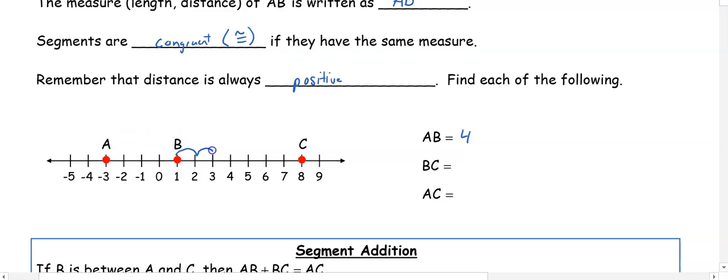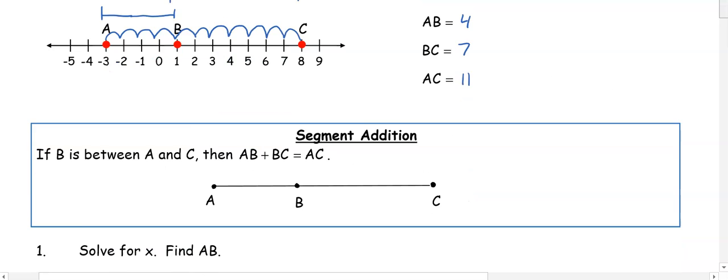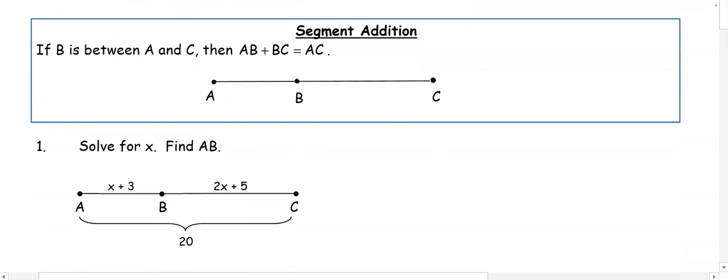From B to C, 1, 2, 3, 4, 5, 6, 7, which if we also did 8 minus 1, that would get us 7. And AC, 1, 2, 3, 4, 5, 6, 7, 8, 9, 10, 11. Notice that AC is using the two segments AB and BC. So if I add 4 plus 7, I still get the length of 11. So in segment addition, if B is between A and C, then AB plus BC equals AC.